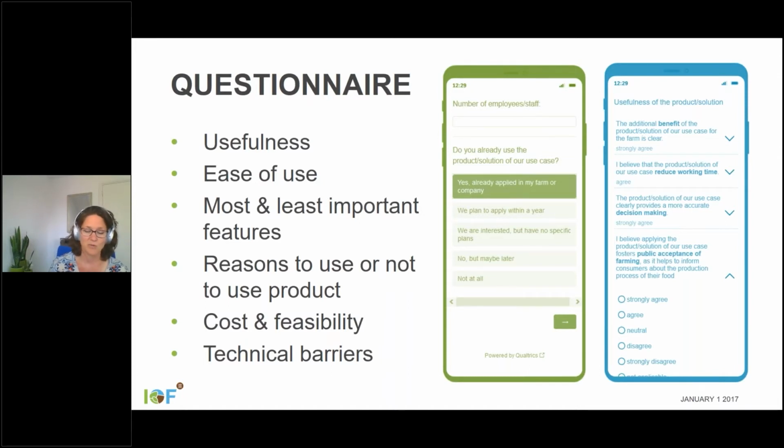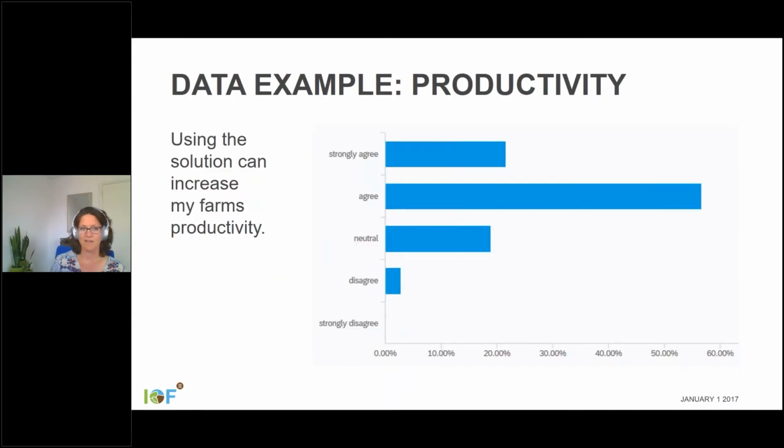So usefulness and ease of use are the two factors that probably impact the intention to accept the final solution. We also ask questions about the most and least important features, reasons to use or not to use the product, about cost and feasibility. The product can be very good, but is it expensive? What are reasons not to use it or to use it? And any technical barriers, which were mostly about connection, coverage of the network.